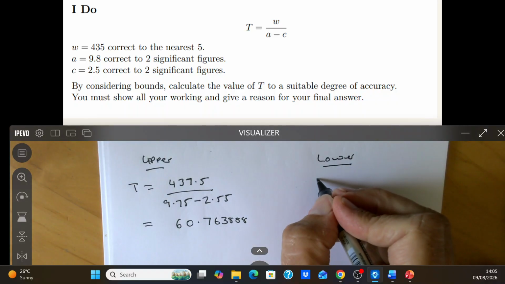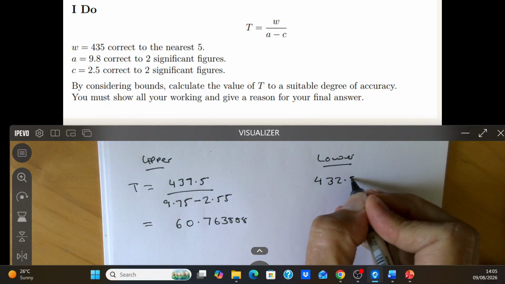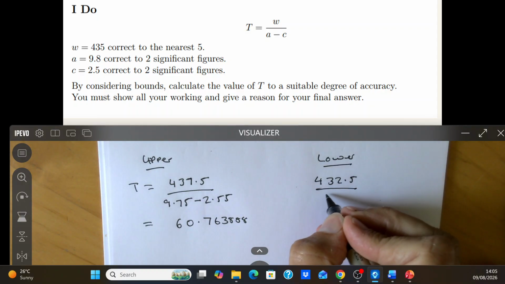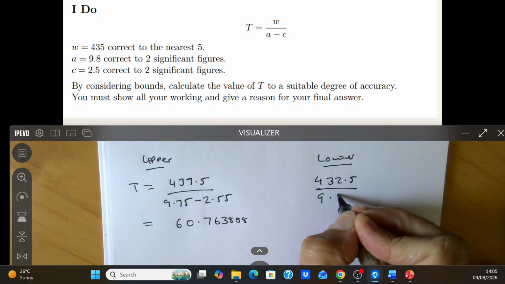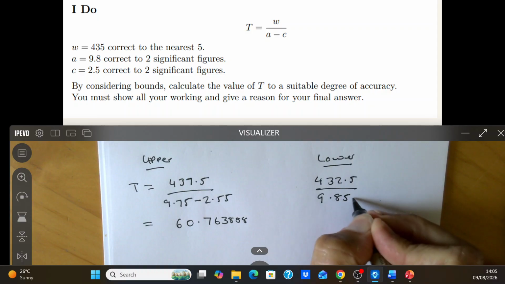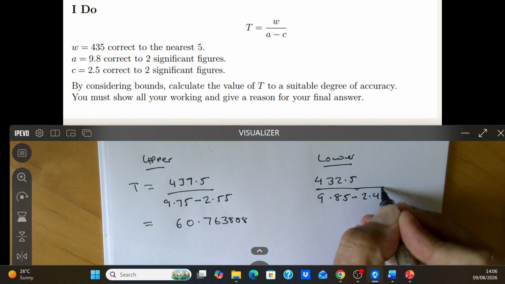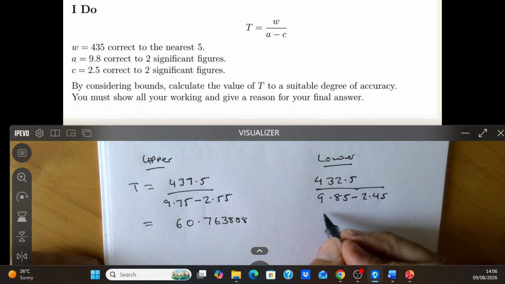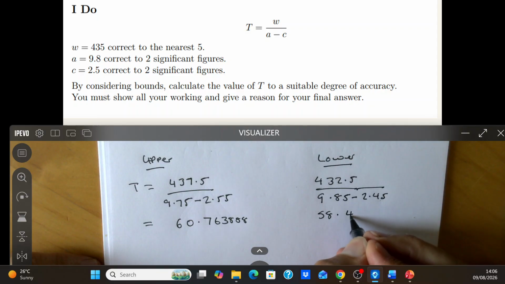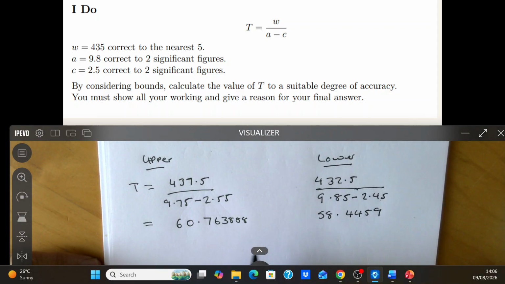For the lower bound, I've got to have the smallest number, and I've got to divide that by the biggest possible number. So I need to do the biggest, take the smallest to give the biggest possible answer there, which gives me 58.4459.